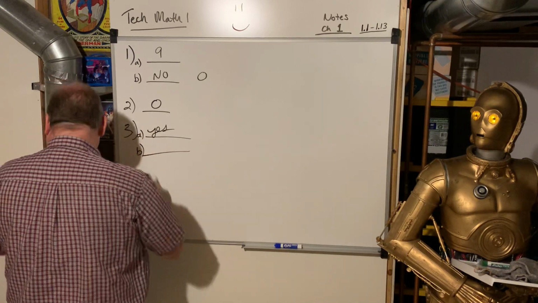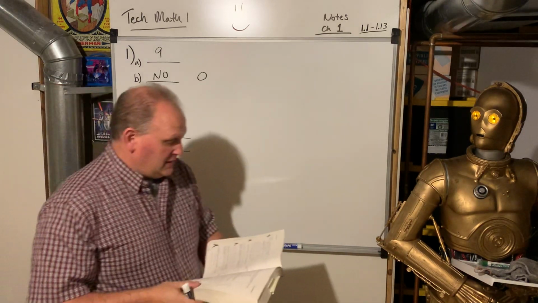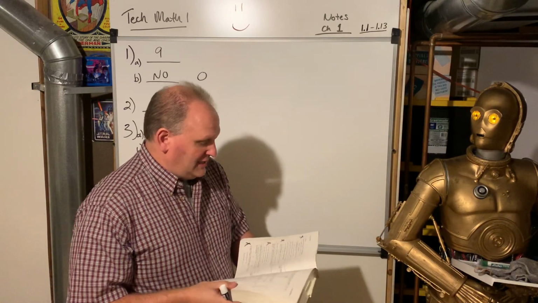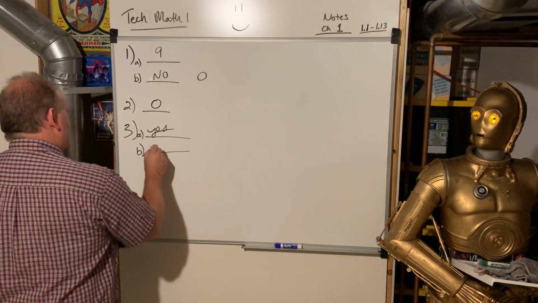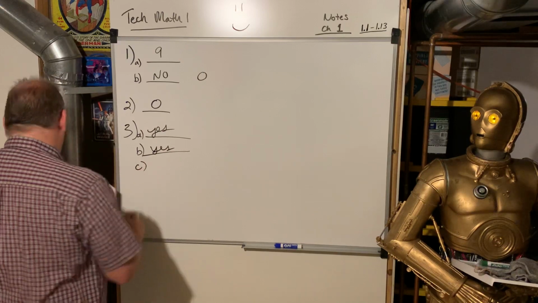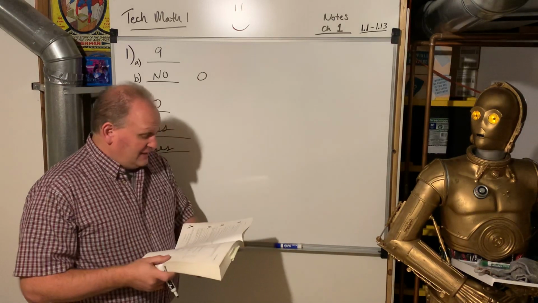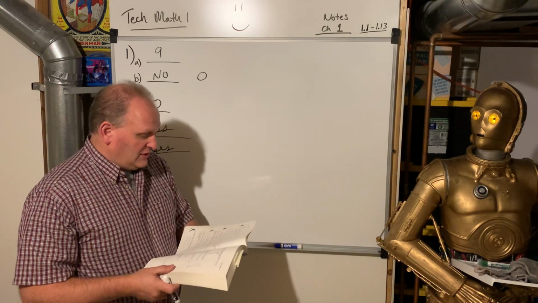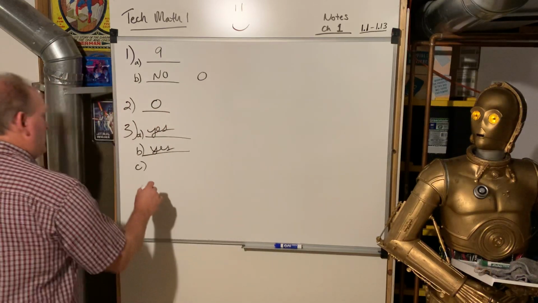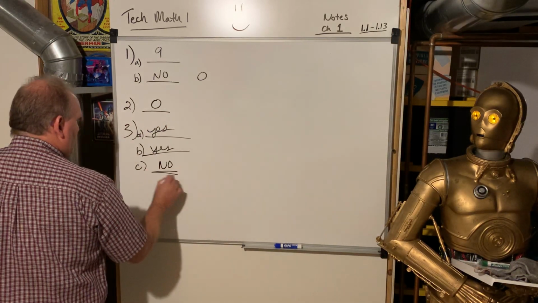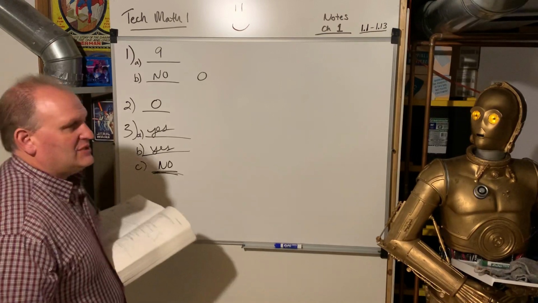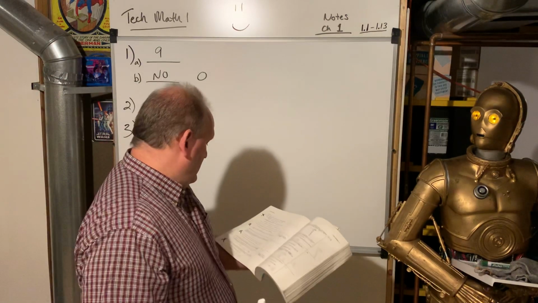3B. Is 0 both a whole number and an integer? Yes, 0 is. And C, is negative 5 both a whole number and an integer? No. Negative numbers are integers. Whole numbers are just 0, 1, 2, 3, 4, 5, and so on.